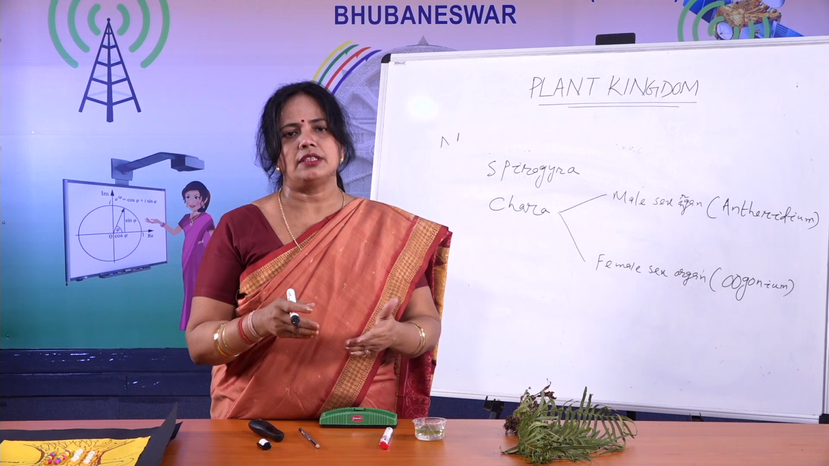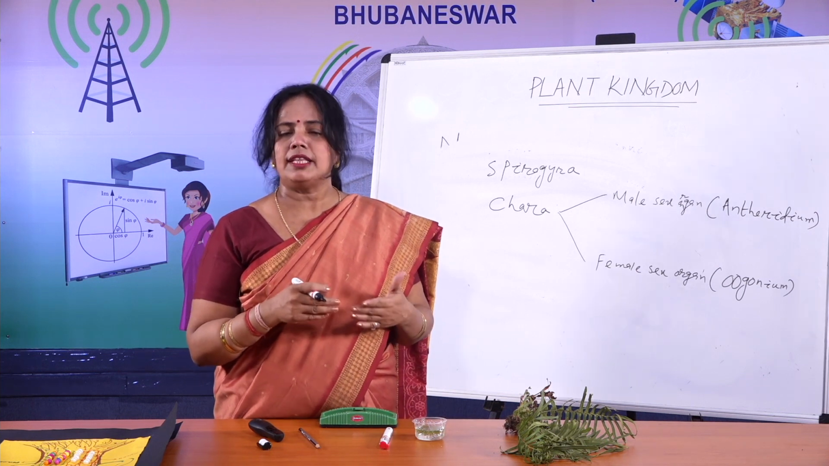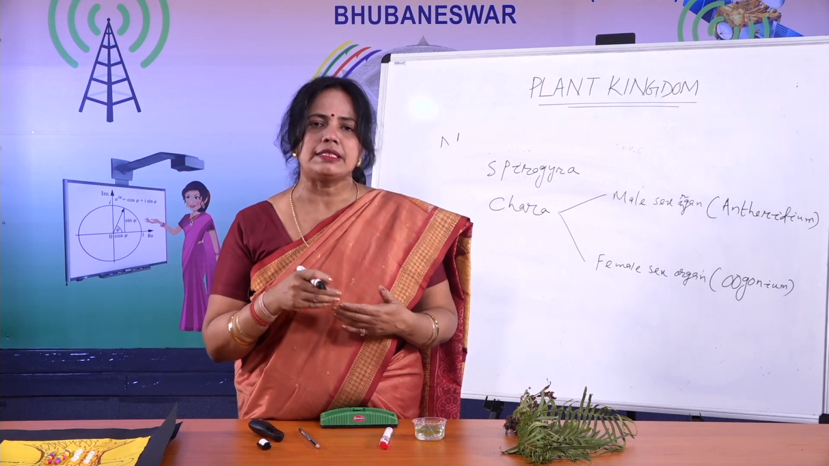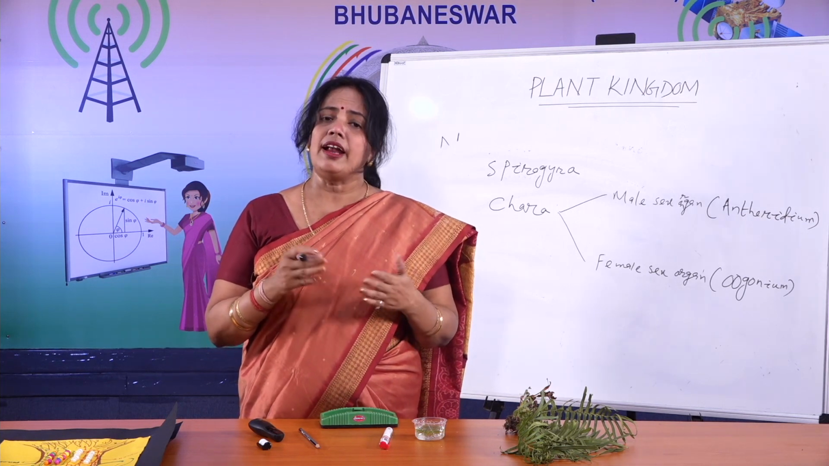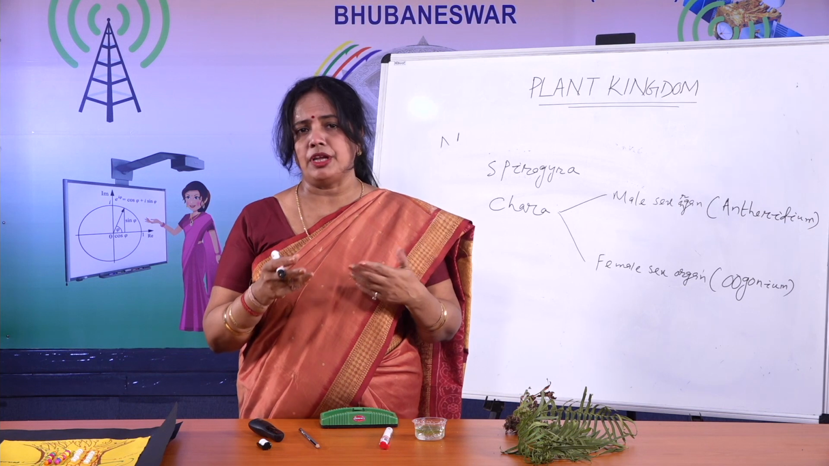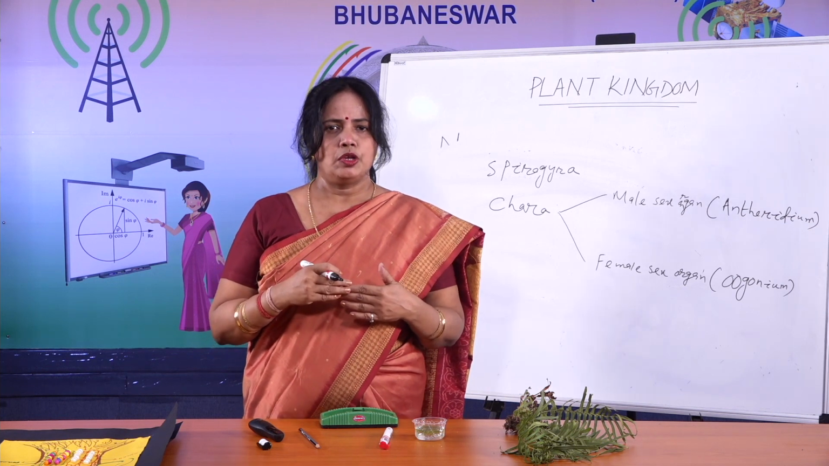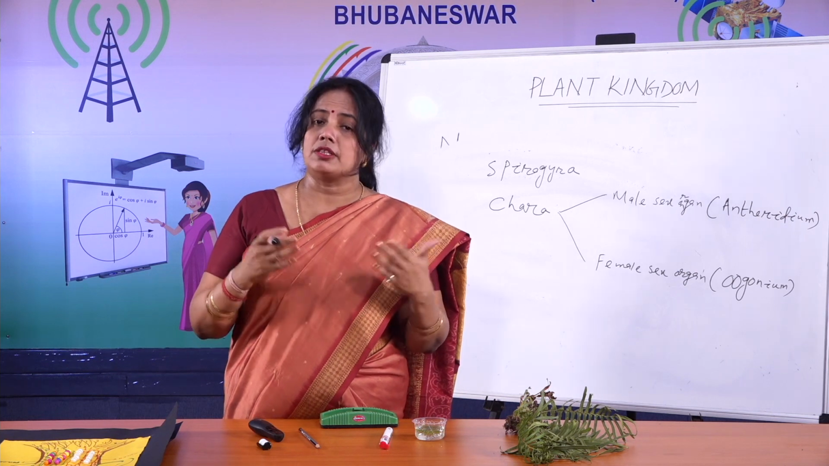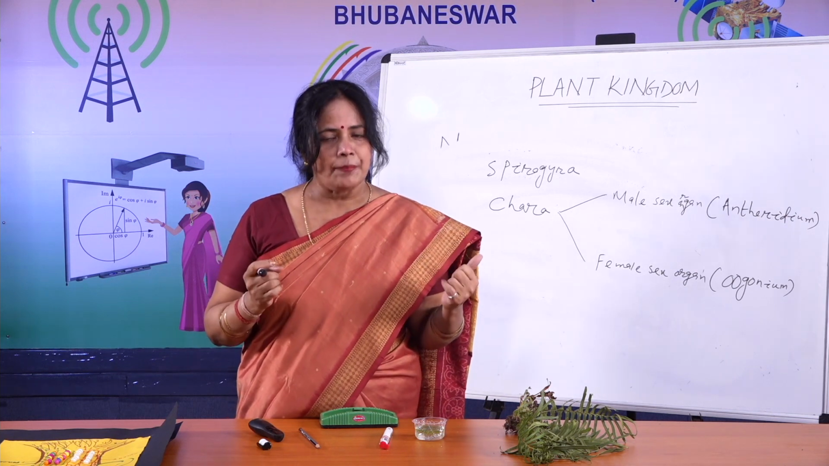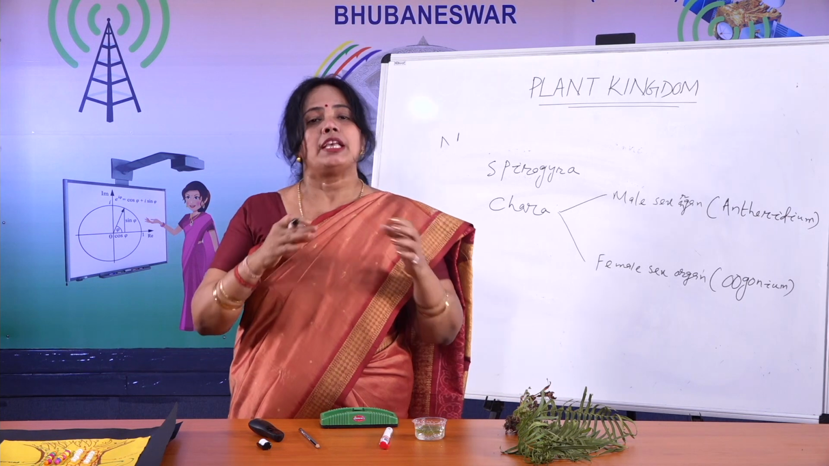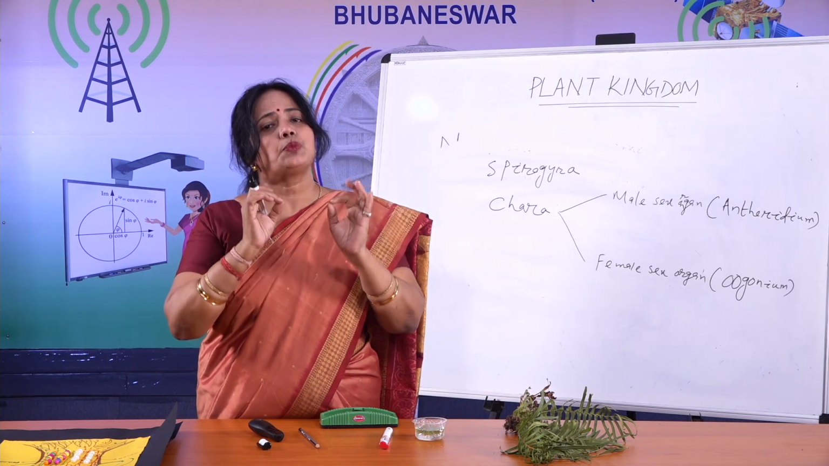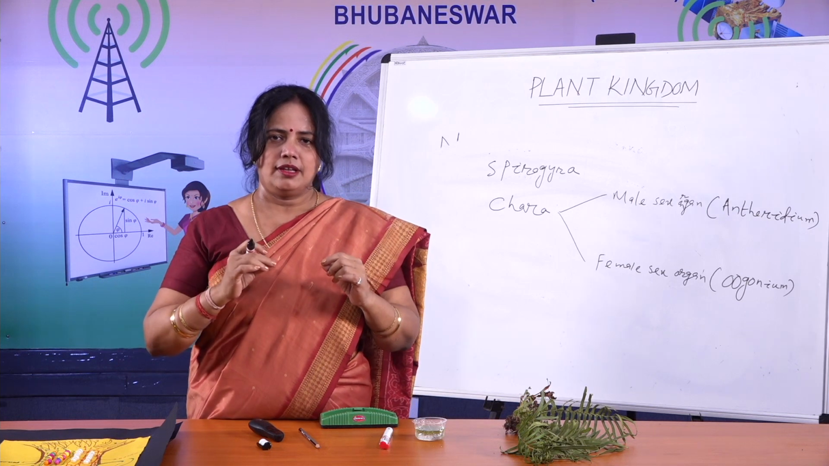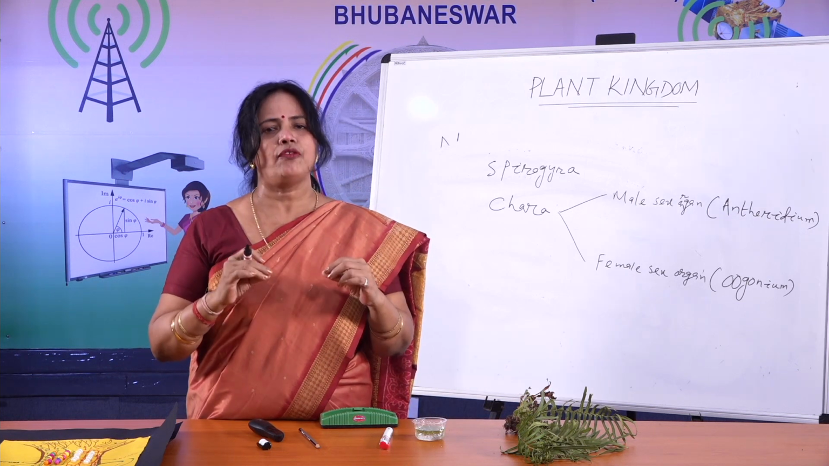So, they are released in the aquatic medium and then they go and reach the egg which is present inside the female sex organ, and by that they fuse and bring about fertilization. So, this is how the life cycle continues. The zygote is formed, then the zygote will give rise to a sporophyte. The sporophyte will give rise to a sporangium. Inside the sporangium, spores are there. When the sporangium matures, the spores are released and they germinate to give rise to the gametophyte.